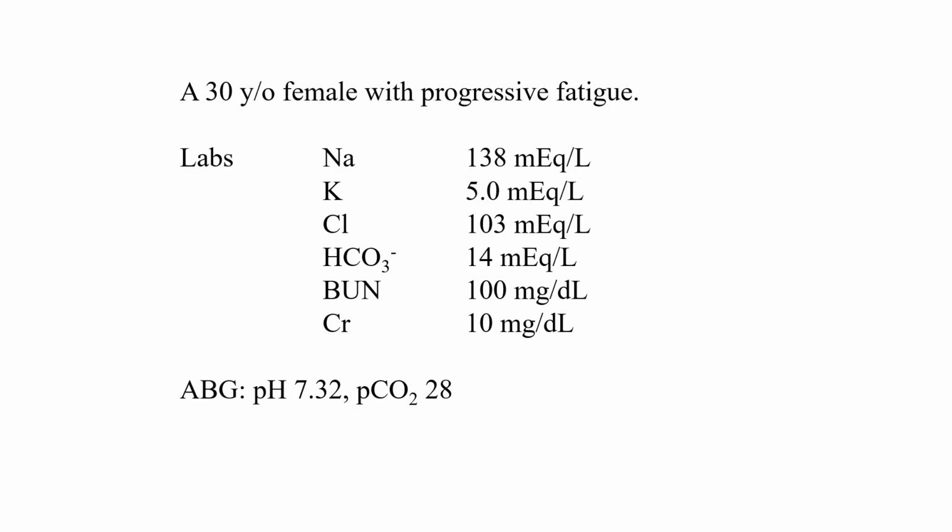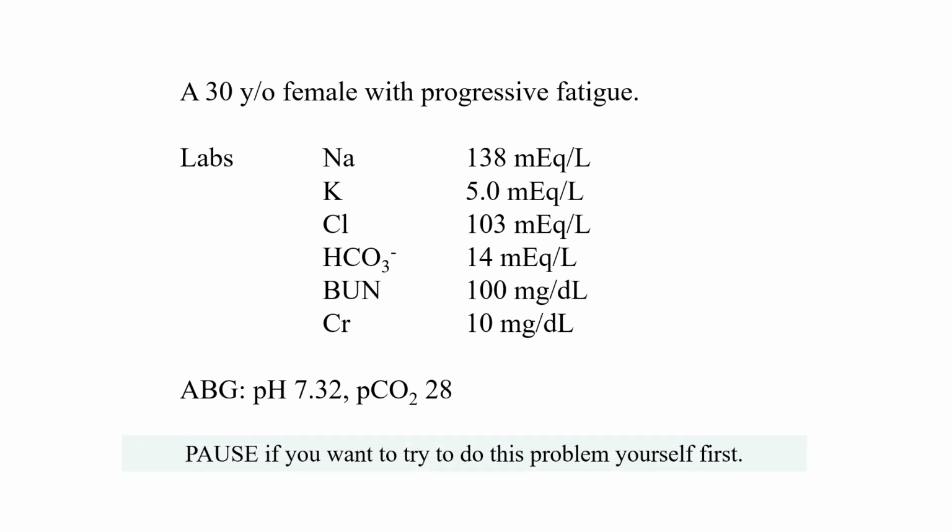Let's do some practice problems. We have a 30-year-old female who presents with progressive fatigue. Her chemistry panel and ABG are as shown. Pause the video if you want to try to do this problem yourself first.